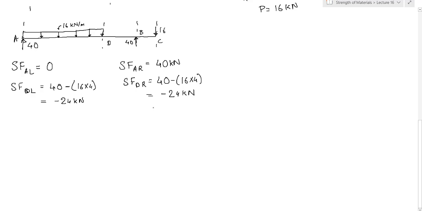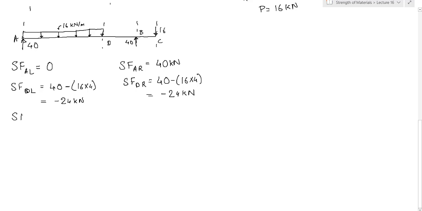Why is the value not changing? Because there is no point force over here, right? There is no point force acting at point D. That is why the value is not changing. The value only changes when there is a force acting at a point, at that point, right?